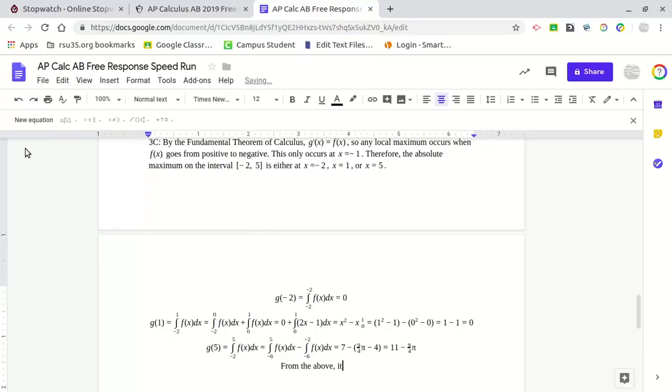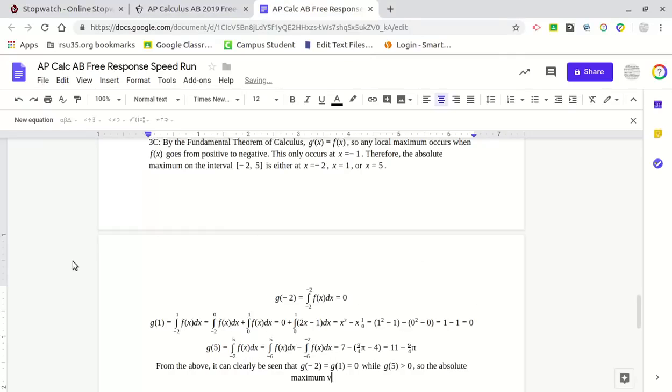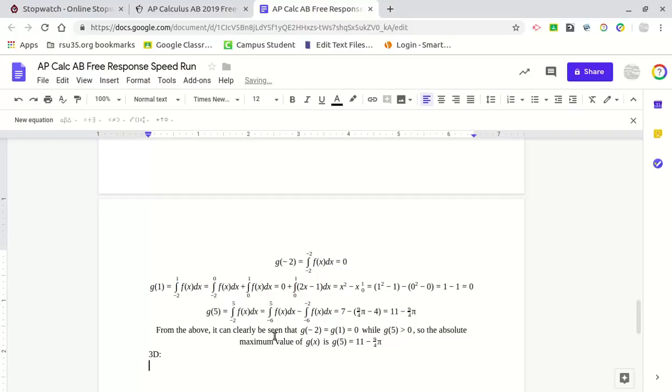From the above, it can clearly be seen that g of negative 2 equals g of 1 equals 0, while g of 5 is positive. So the absolute maximum value of g of x is g of 5 equals 9/4 pi. Oh wait, no. 11 minus 9/4 pi. That is not 11. Okay, cool.